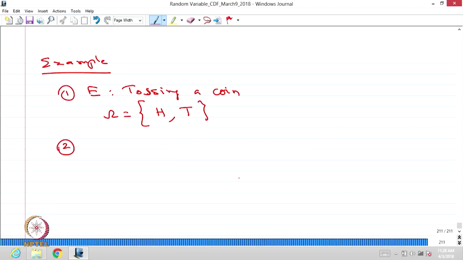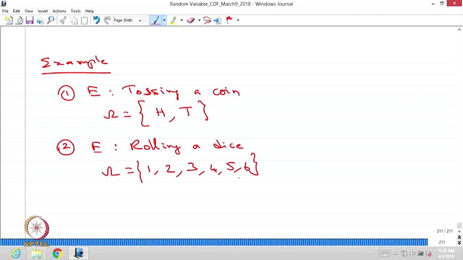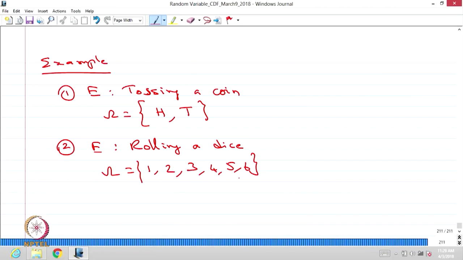Let us go for another example. The random experiment is rolling a dice. Here, for all possible outcomes, I show each side, that number, it's a number which I am going to get: either the number 1 or 2 or 3 or 4 or 5 or 6. These are all the possible outcomes in the dice. Whenever you roll, the possible outcomes are going to be either 1 or 2 or 3, 4 or 5 or 6. So the omega consisting of all possible outcomes, that is very important. You should make a set consisting of all possible outcomes. So the first one has only 2 elements, whereas the second one has 6 elements.